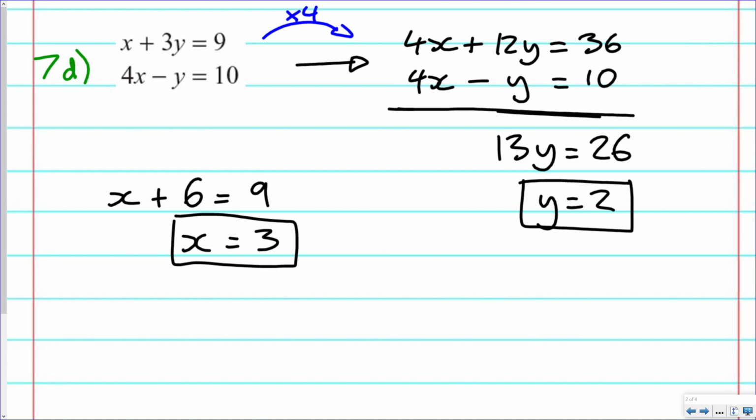Like if I chose to eliminate the y's first rather than the x's, I would have found x equals 3 over on that right side. And once I found x equals 3 and substituted into one of those things, I would have eventually found that y equals 2. So the order in which you do these things doesn't matter as long as you do it correctly.